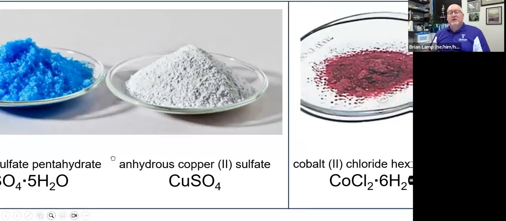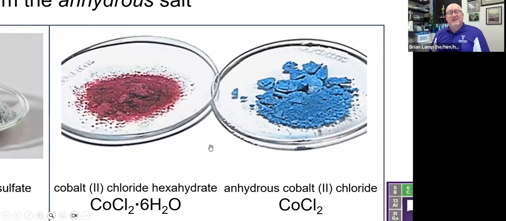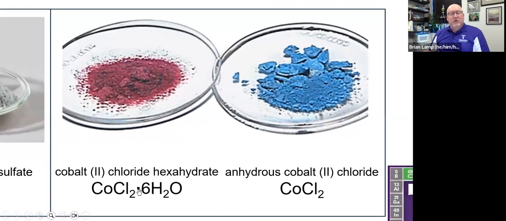Okay? And the second hydrate that we'll make some qualitative observations on is cobalt 2 chloride hexahydrate. In its hydrated form, with 6 waters of hydration, right, 6 water molecules associated with every cobalt 2 chloride, it has sort of a reddish pink color to it. If we were to drive those waters of hydration off by supplying some heat, that compound turns blue.